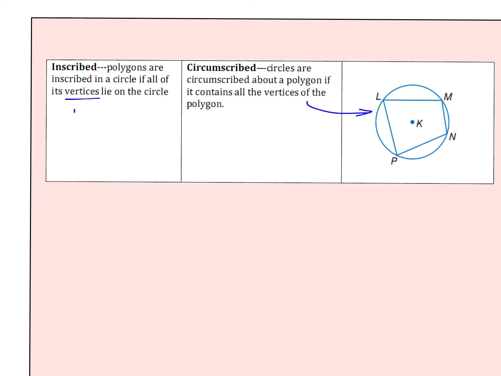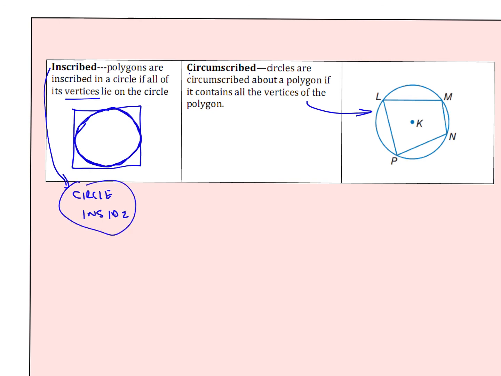The alternative would be if I had a square and I had a circle fully encompassed inside. So that would be it. Yep, inscribed, the way I think about it, inscribed, circle inside. Circumscribed, the circle is outside. Okay, just a couple terms to be familiar with.